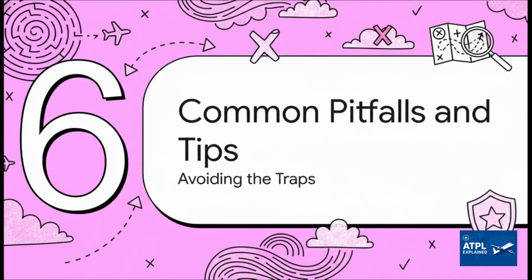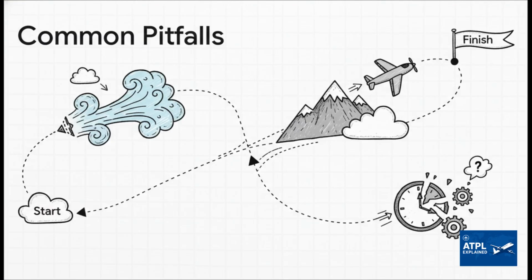And finally, let's talk about the common mistakes that students make, and more importantly, how you can avoid them. Just being aware of these is half the battle won. Please, watch out for these common traps. Forgetting to apply a wind correction will throw off all your time, distance, and fuel calculations. And remember, your ETA is a living, breathing estimate. You have to constantly update it based on your actual ground speed.